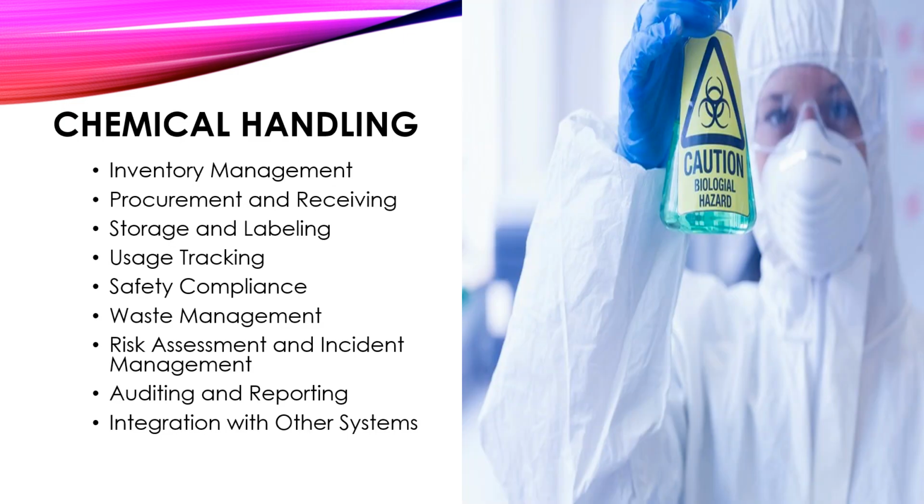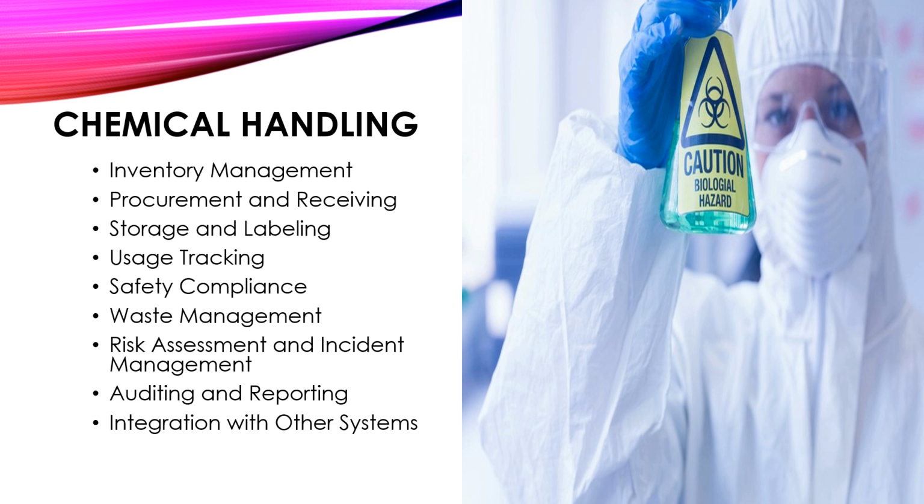Chemical handling. Chemical handling in laboratory management systems involves the systematic organization, tracking, and management of chemicals within a laboratory setting. A laboratory management system software facilitates the efficient handling of chemicals from procurement to disposal, ensuring compliance with safety regulations and optimizing laboratory operations. The following outlines how a laboratory management system typically addresses chemical handling.